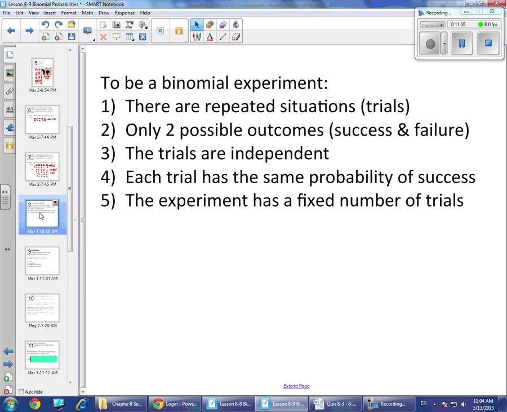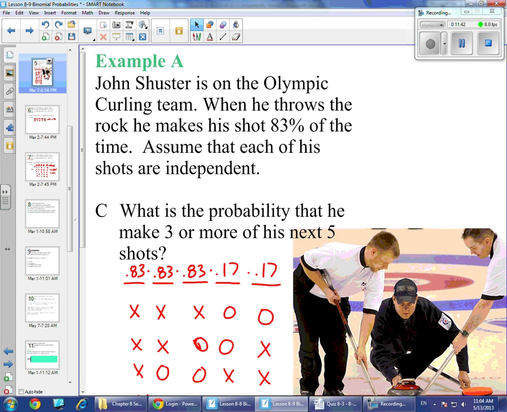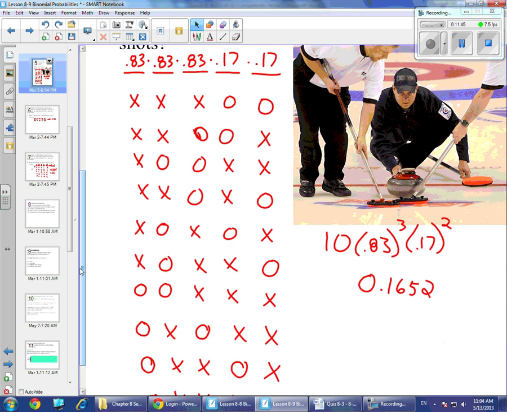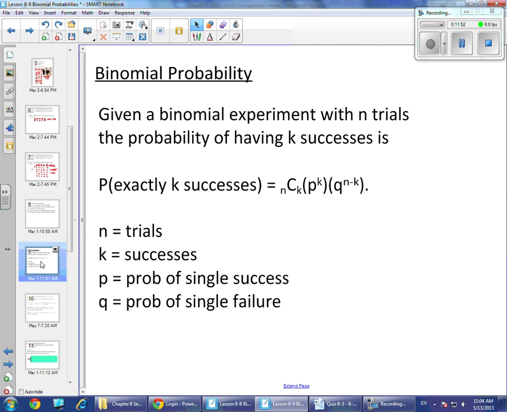Now, how do we calculate the probabilities associated with a binomial experiment? Okay, well, we do it just like we were doing in these problems. But the big question is, it's easy to see where the 0.83 comes from and the 0.17 raised to the 2 powers. But how do you get that number out in front? There's got to be a better way. Okay, and basically what it ends up being is a combination. So if you're given a binomial experiment with n trials, the probability of having k successes is this. Okay, you're going to do a combination.